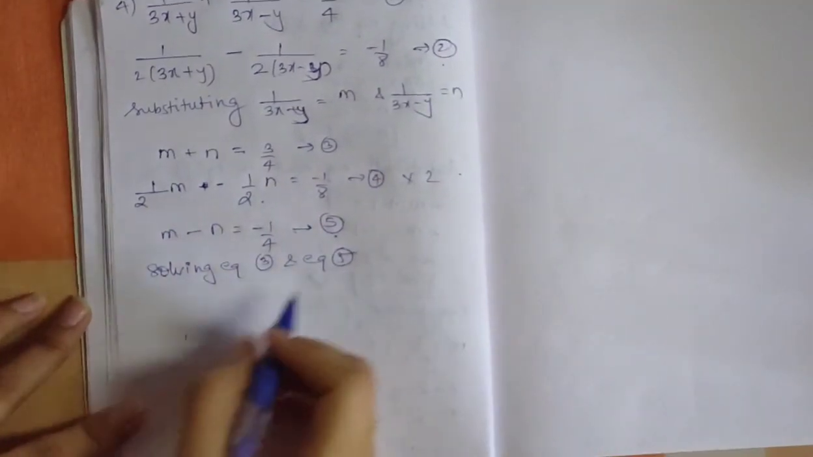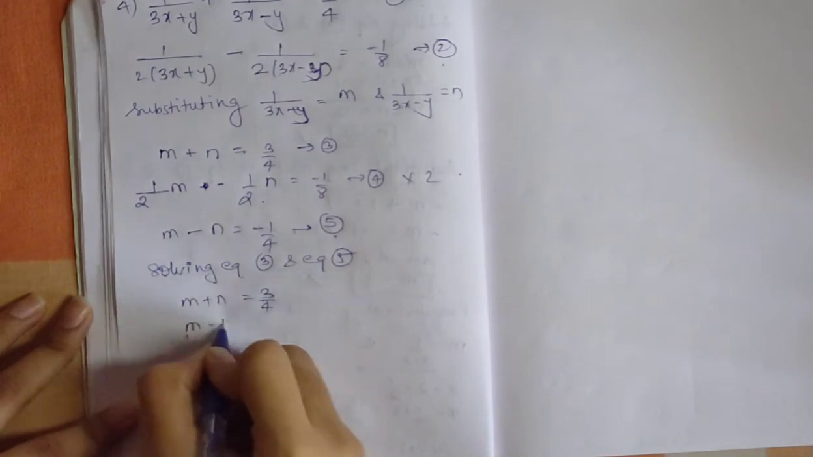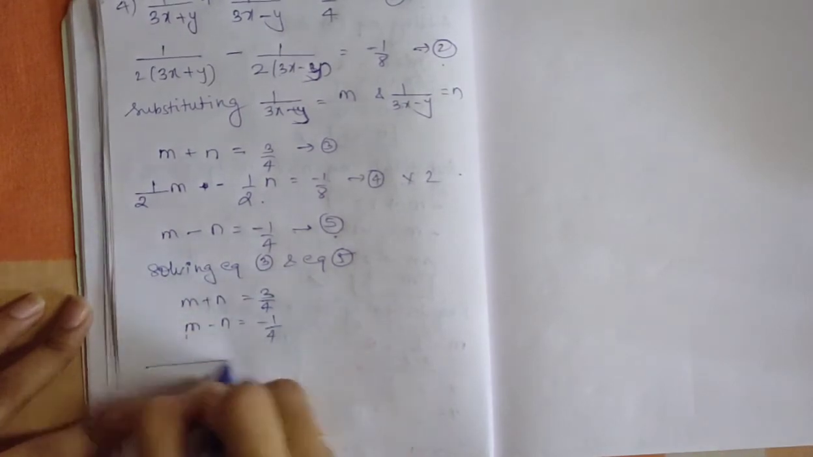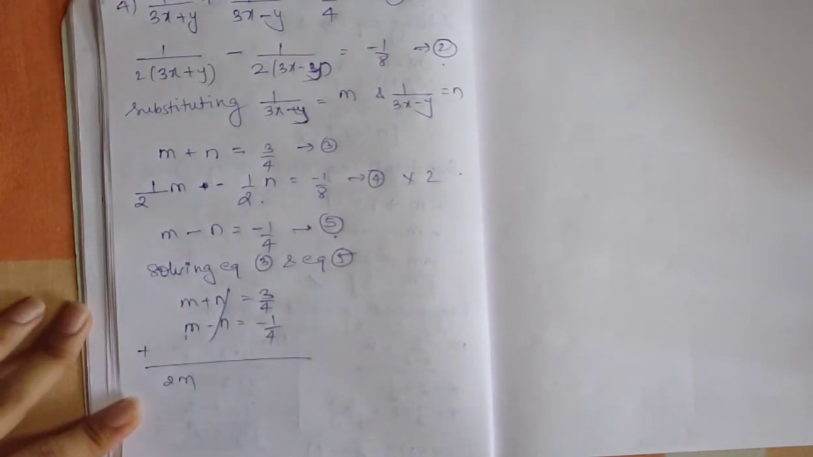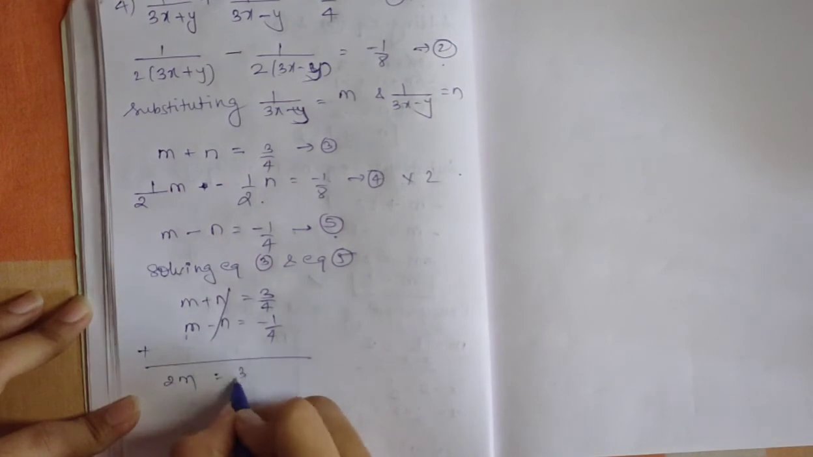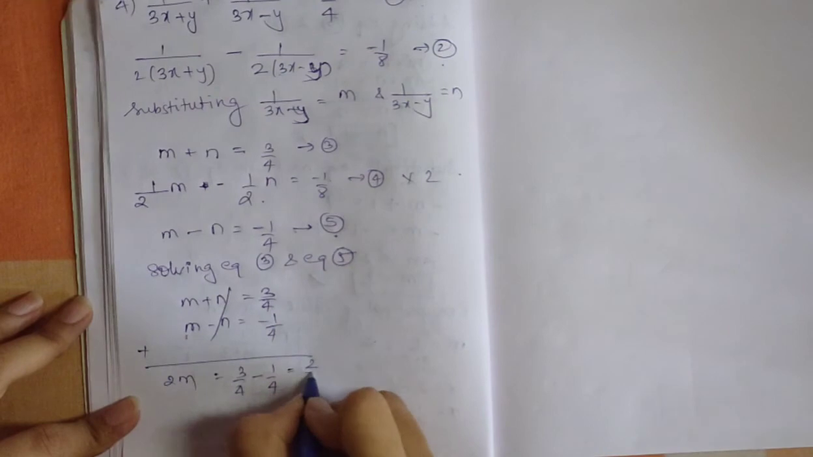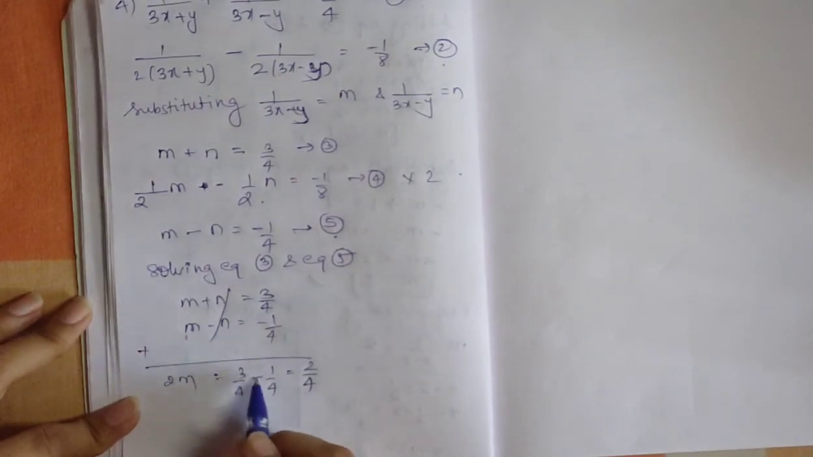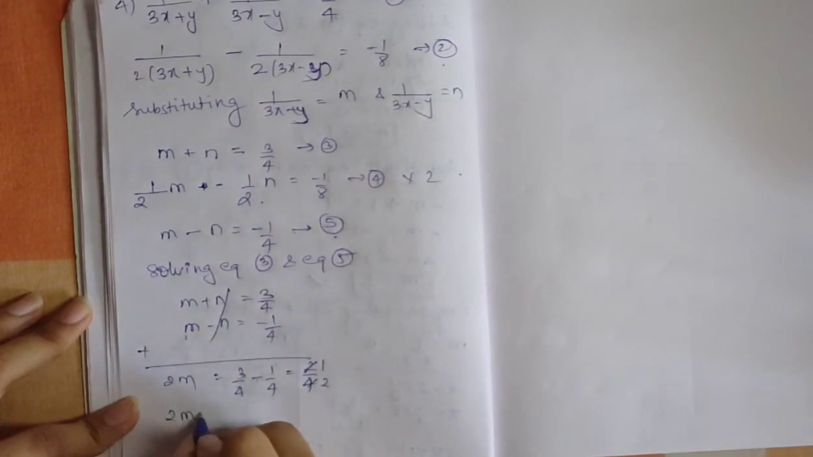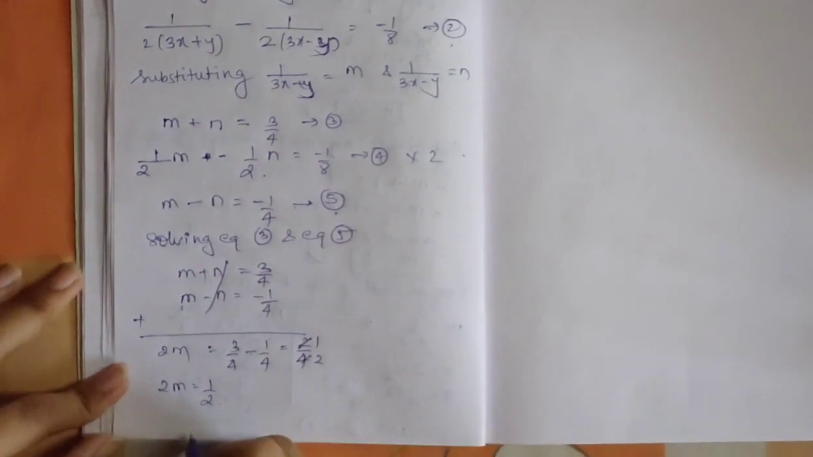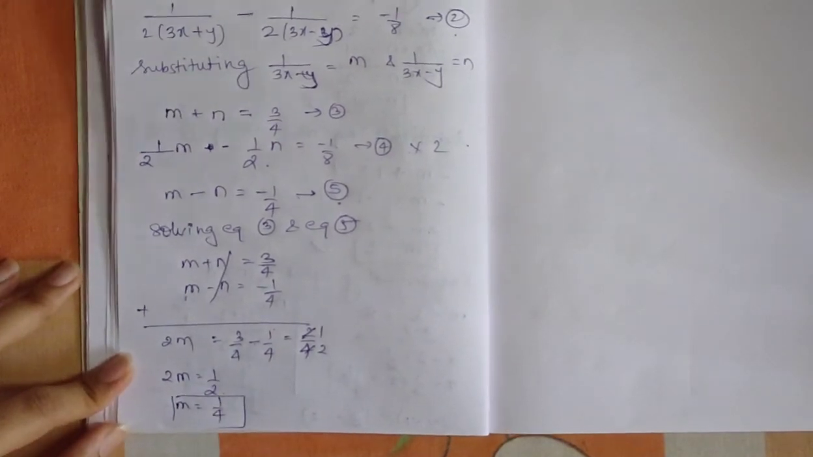What will I get? Let's see. So m plus n is equal to 3 by 4. m minus n is equal to minus 1 by 4. So adding these equations, this will be 2m. Your plus n and minus n get cancelled out. So this will be 3 by 4 minus 1 by 4. So what is 3 by 4 minus 1 by 4? 2 by 4. Denominator is same. So 3 minus 1, 2. And then 2m is equal to 1 by 2. So m is equal to 1 by 4. So this is my value of m now.